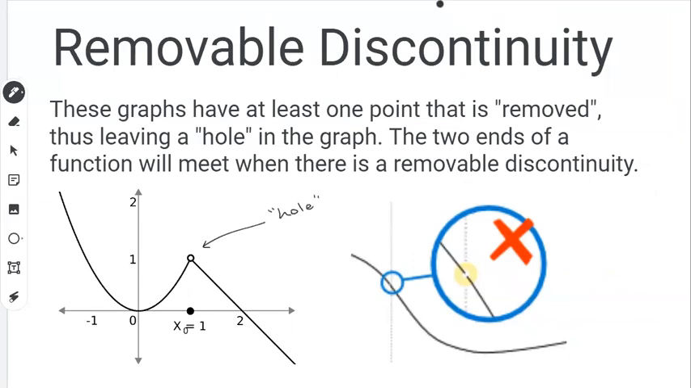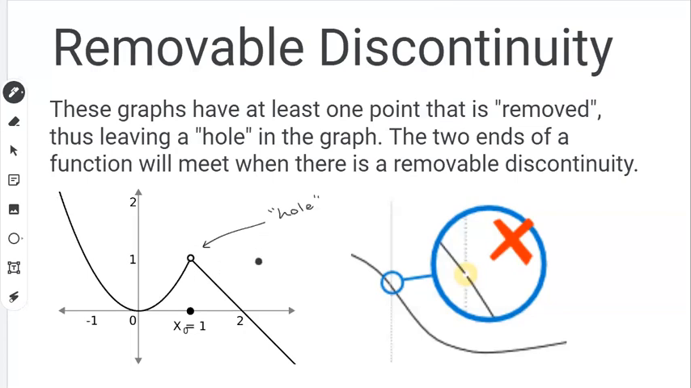Okay, so the first type of discontinuity is the removable discontinuity. These graphs have at least one point that is removed from the graph, thus leaving a hole in the graph. Now, when you have a removable discontinuity, it's important to understand that the two ends of a function will meet at some point. So down here, I have this graph where it kind of looks like a parabola shape until you get to this point and then it's linear. So there's a hole right there in the graph. You see that? There's a hole right here.